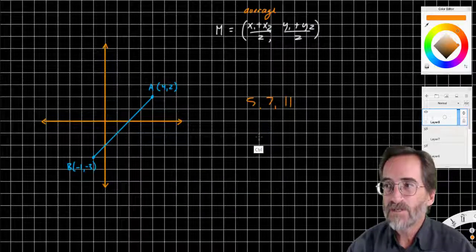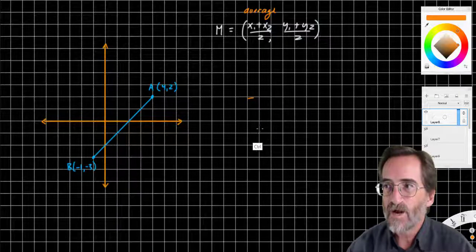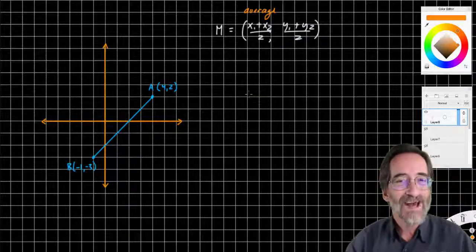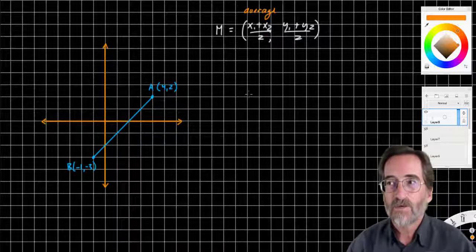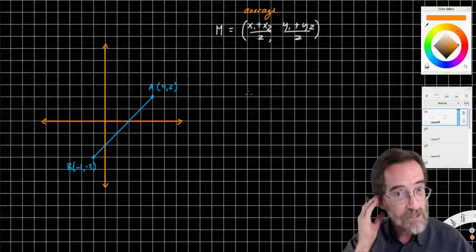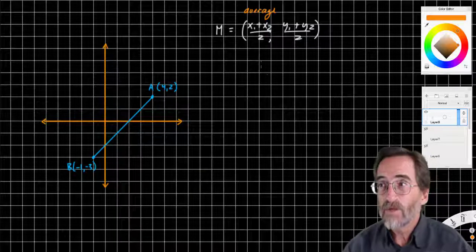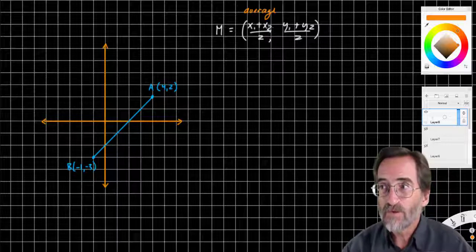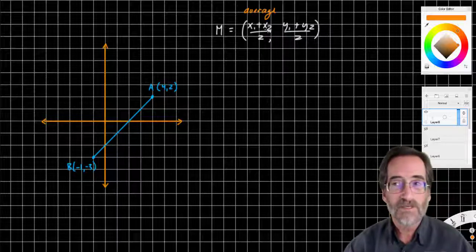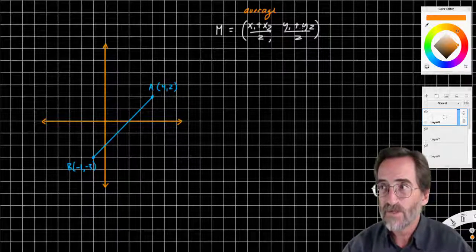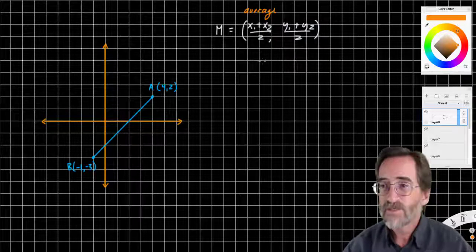In this case, it's the average of the x-coordinates and the average of the y's. So you're adding the x-coordinates and dividing by 2, and you're adding the y-coordinates and dividing by 2. And the cool thing is, it doesn't matter what order. x1 plus x2 is the same as x2 plus x1, and y1 plus y2 is the same as y2 plus y1. Just remember to put the x first and the y second.